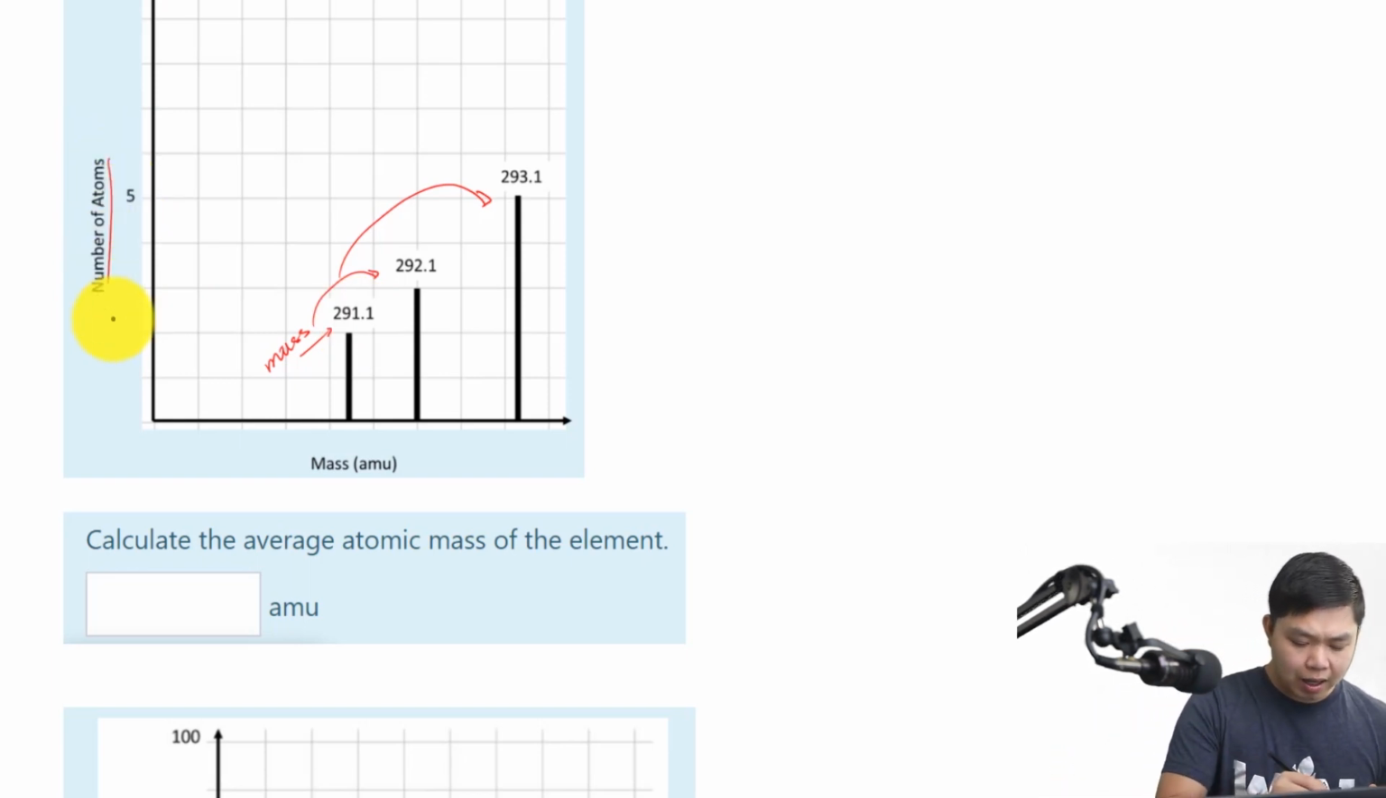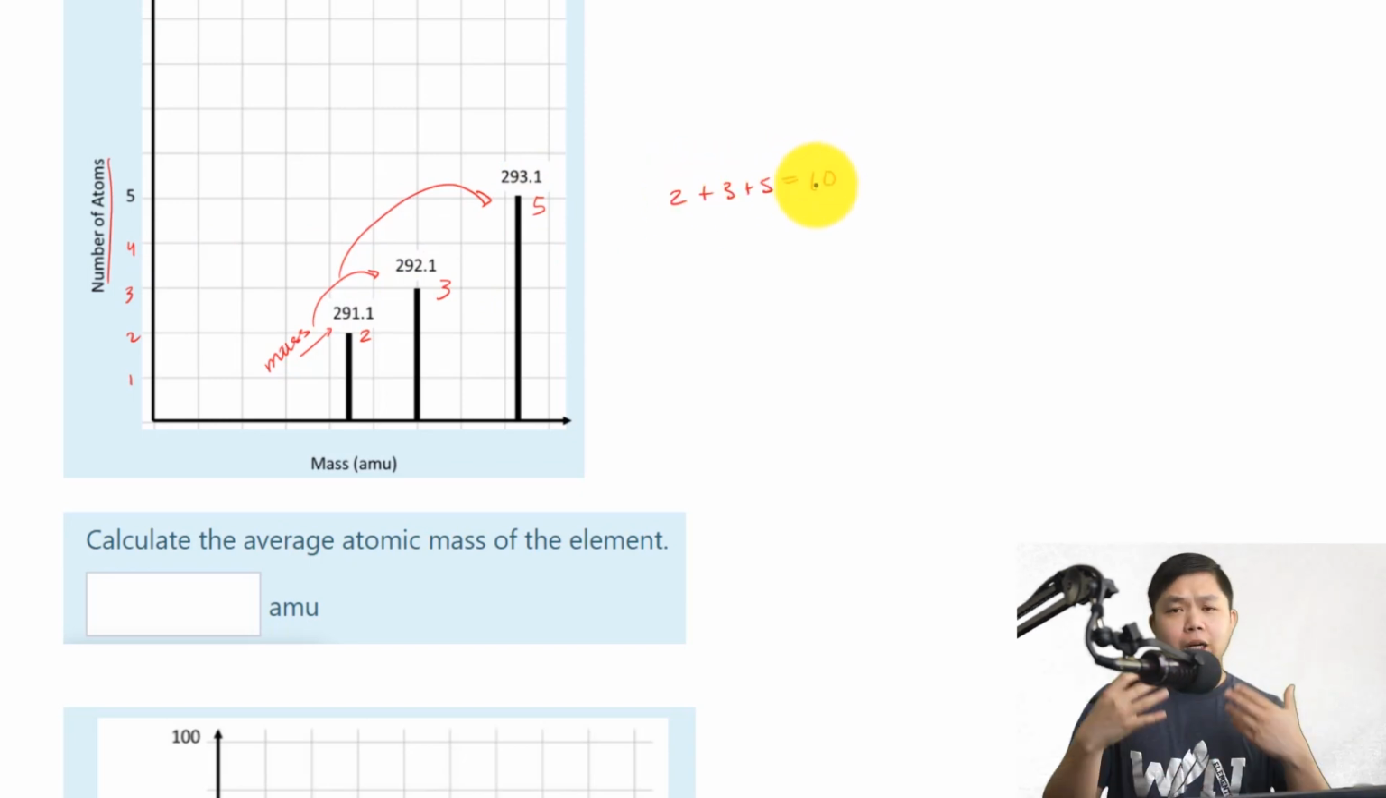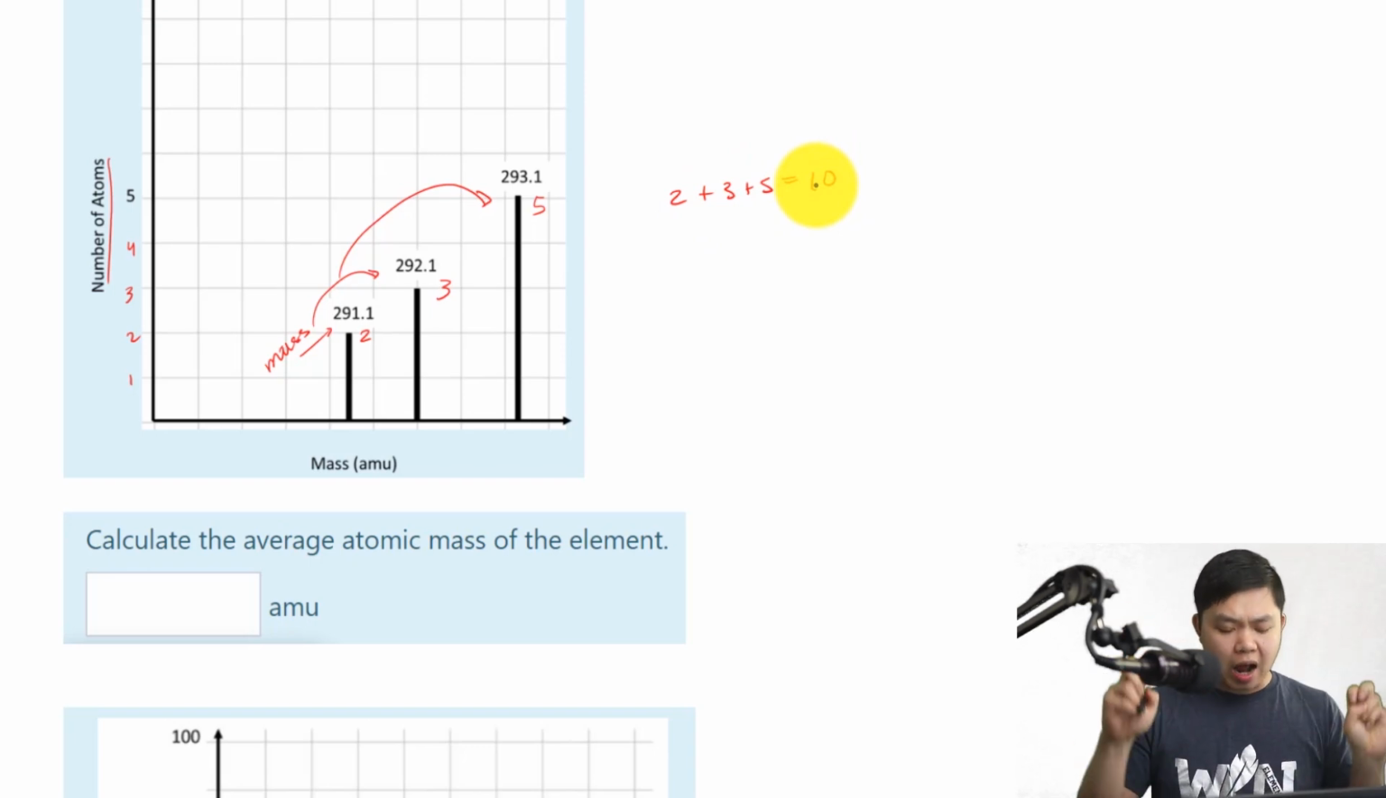We can look at this graph's y-axis, and we know that it goes from here to 5, so each one of them must be 1, 2, 3, 4, 5. So right here, how many atoms of this isotope do we have? Going across, we have 2. That's easy. Then right here, what do we have? 3. And right here we have 5. So we have 2 plus 3 plus 5. What's that going to give us? A total of 10.